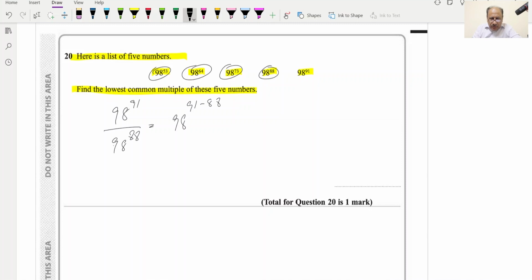91 minus 88, so this will be equal to 98 raised to the power 3. So this is how we can divide, and our answer will be this one, 98 raised to the power 91. This was 1 mark part which we have done.